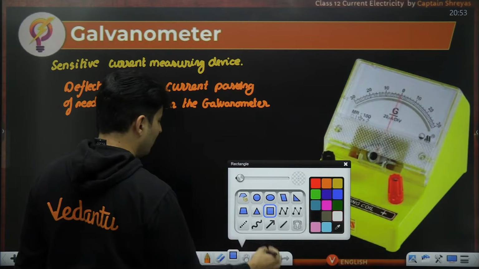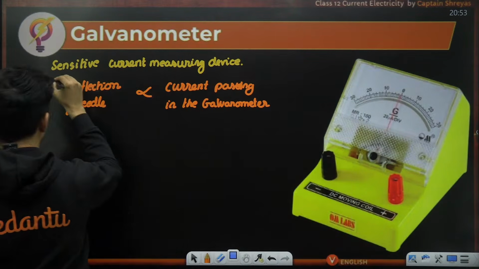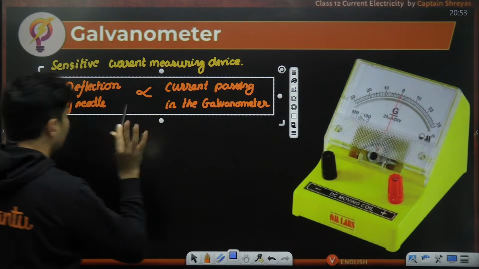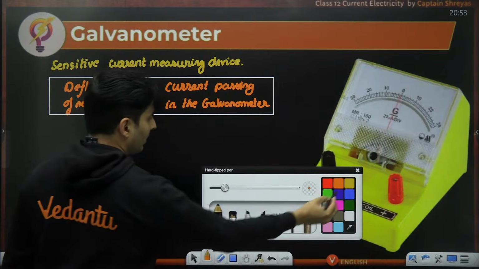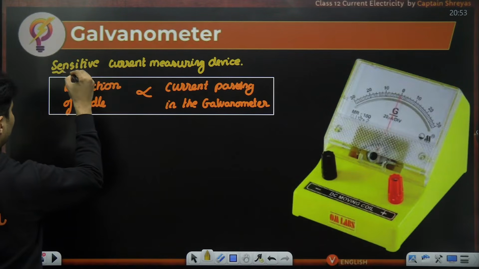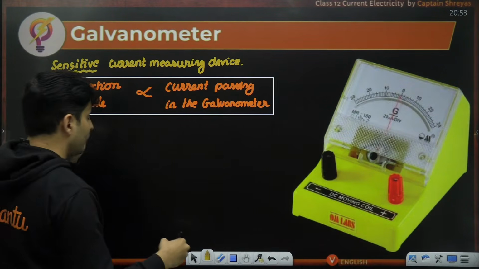This is a very, very important thing. That constant of proportionality, you will learn it in magnetism. Let's not worry about it now. This word is very important. It is a sensitive device which measures current.